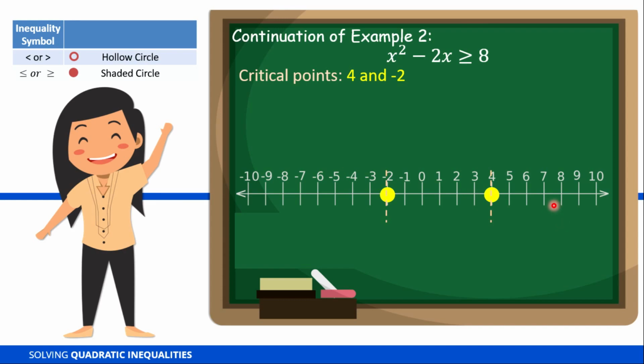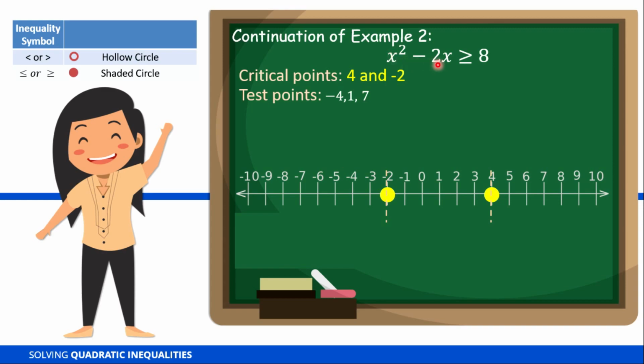I-test muna natin, gumamit tayo ng test point kung saan tayo magkakaroon ng true inequality. Ano, sa first region ba, second region, third region? Pili tayo ng isang point sa first, sa second, at saka sa third region. Sa first region, ang test point natin ay negative 4. Next, dito sa ating second region, yung nasa gitna, ang piliin na lang natin ay yung positive 1. And nasa third region, pili tayo ng isang point. Let's use positive 7. Let's use negative 4 muna.